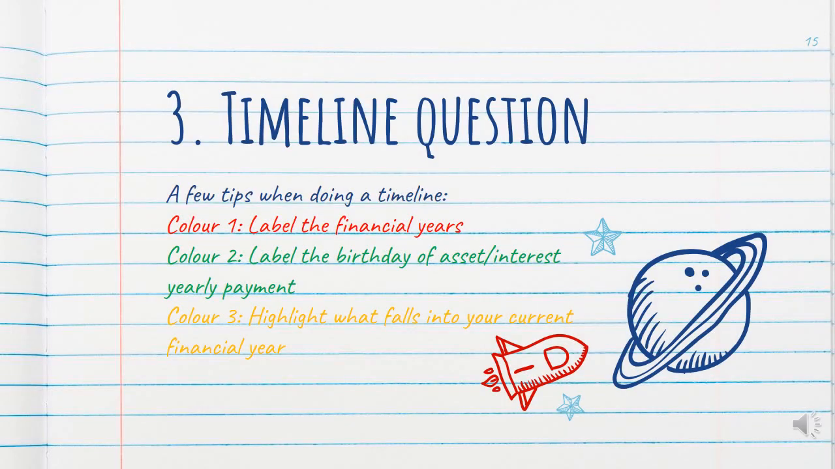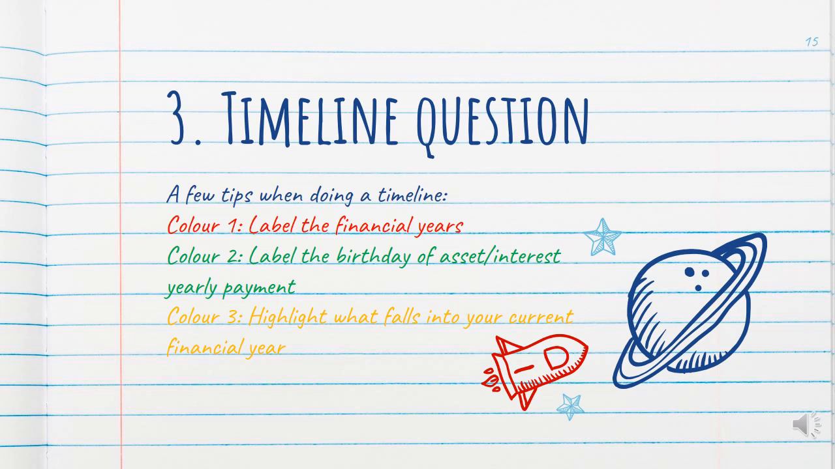So the dreaded timeline that everyone's so scared of, even though it's meant to help us. So I've written down some tips on how to do a timeline, because someone asked me for that. So you'll have 3 different colors. The first color, you will draw lines and label the financial year, so your business's financial year. In your second color, you will label the birthday of the asset or when your interest is payable, if you're doing an interest calculation, of course, payable or receivable, whichever.